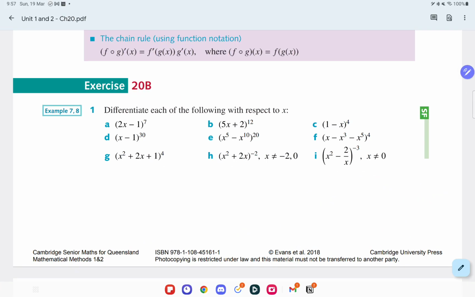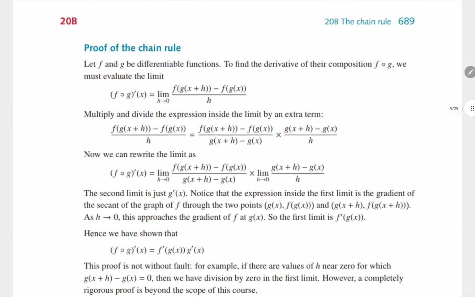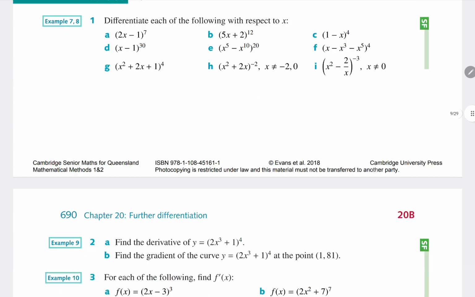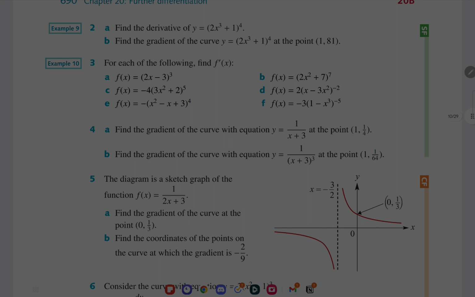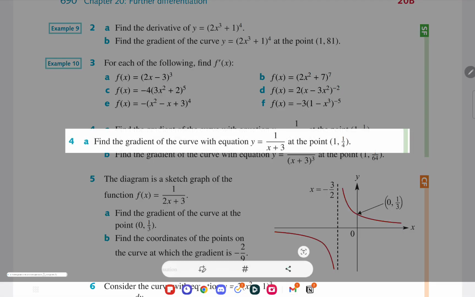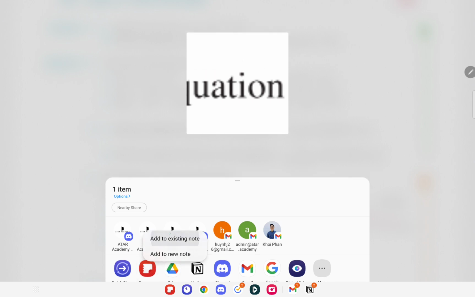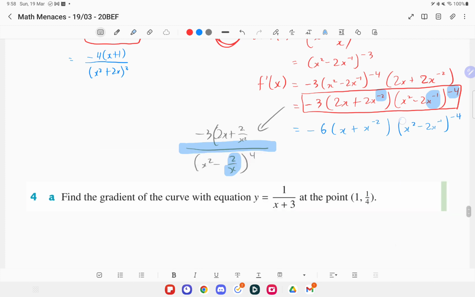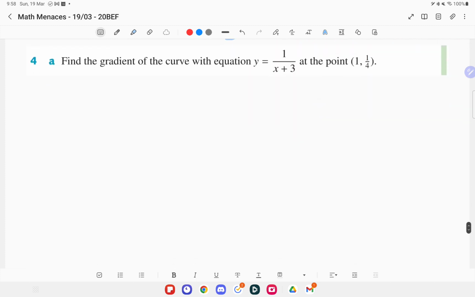I'll show you one of the next questions. I will use question 4 as an example. I'll show you why the question you get in the exam will most likely be something like this, where the final answer is one answer. There's no way anyone can get a different answer. So look, question 4A: find the gradient of the curve with that equation at that point.